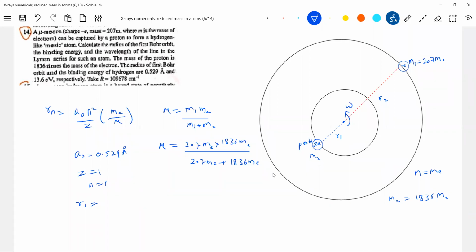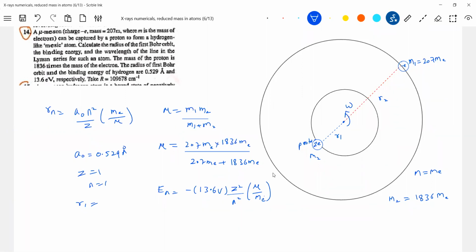Now, it's telling us to calculate the radius of the first orbit, the binding energy and the wavelength of the line in the Lyman series of such an atom. Next it is asking to calculate the binding energy. For that, what should I do? I should go for the energy. So what is the basic formula for energy? Energy should be equal to, and just now we derived it, no? This should be minus. You can manage. Z equal to 1, mu value you know, n. So we'll get the required binding energy of this particular thing.